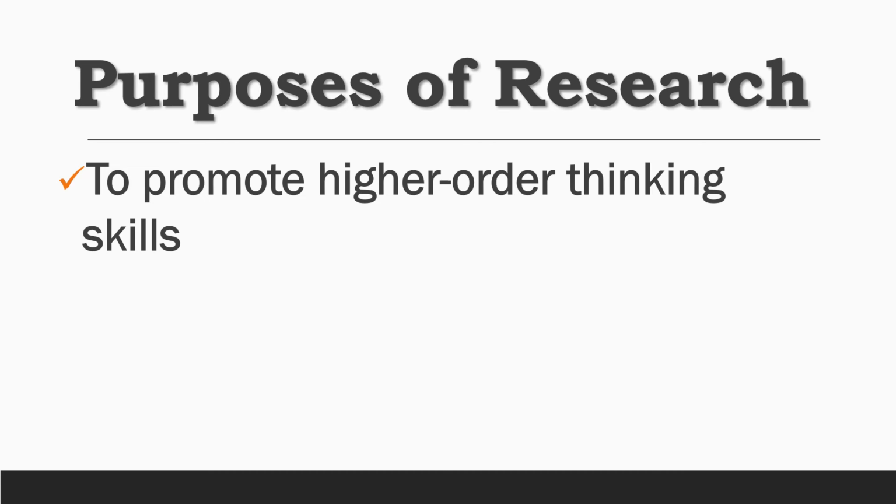When we say higher order thinking skills, for example, if I am presented with two articles regarding my topic and I have read those two articles, one higher order thinking skill that I can apply is to compare and contrast the two articles. So if you are able to compare and contrast two articles, that means you are already performing higher order thinking skills.